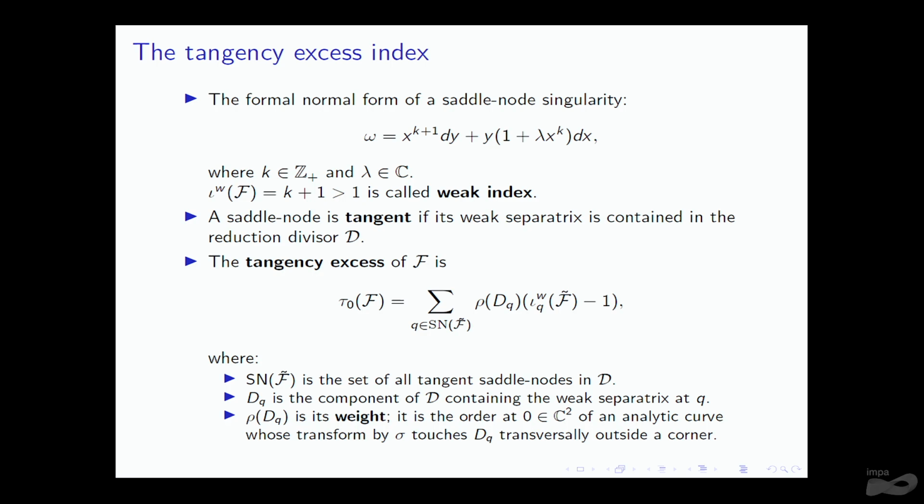It's the order at the origin of an analytic curve whose transform by sigma touches the component D_q transversely outside a corner. So we can see here that this number is positive whenever I have a tangent saddle node. If there are no tangent saddle nodes, by definition, this number is 0.